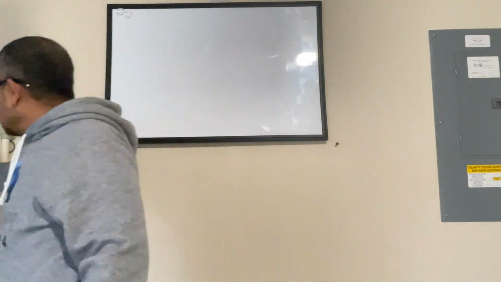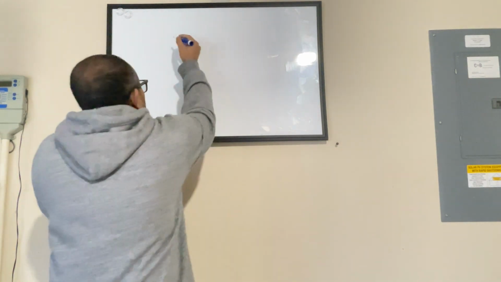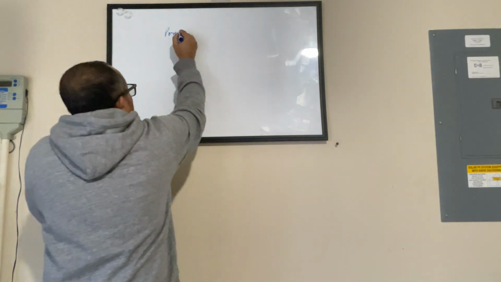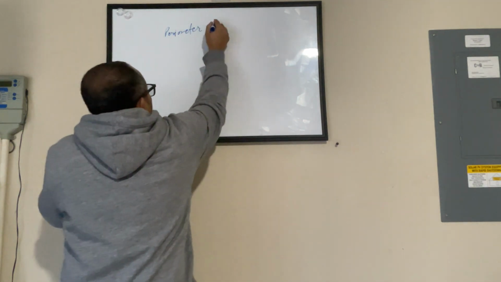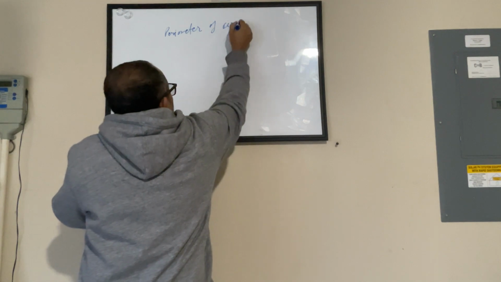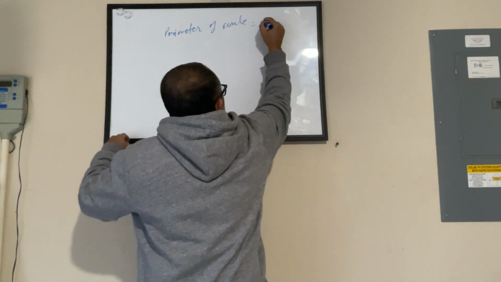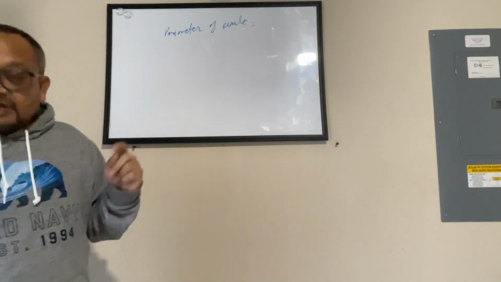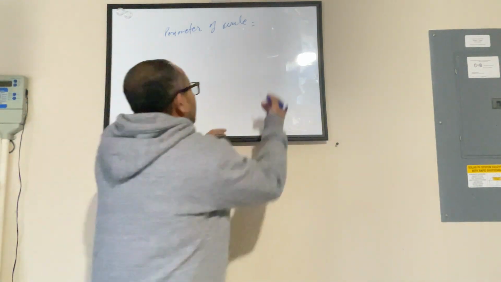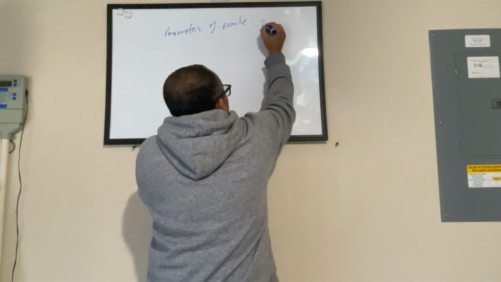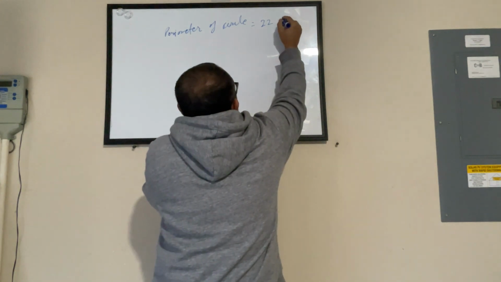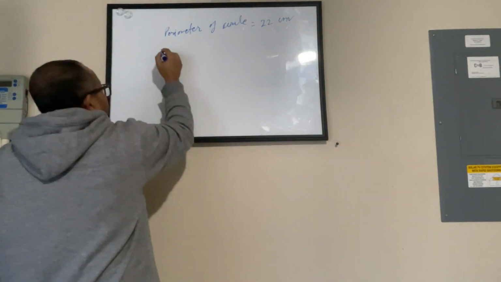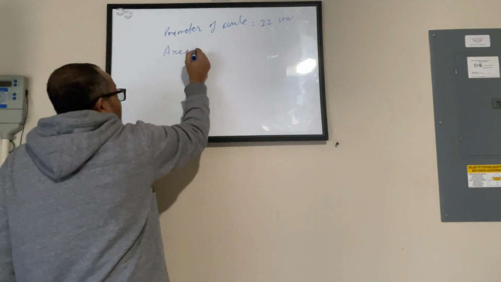Let's look at a situation where you are given the perimeter of a circle. Somebody says the perimeter of the circle is, let's say, the perimeter of the circle can also be renamed circumference. Same thing. Let's say that is 22 centimeter, and then say find out the area of this circle. What is the area?